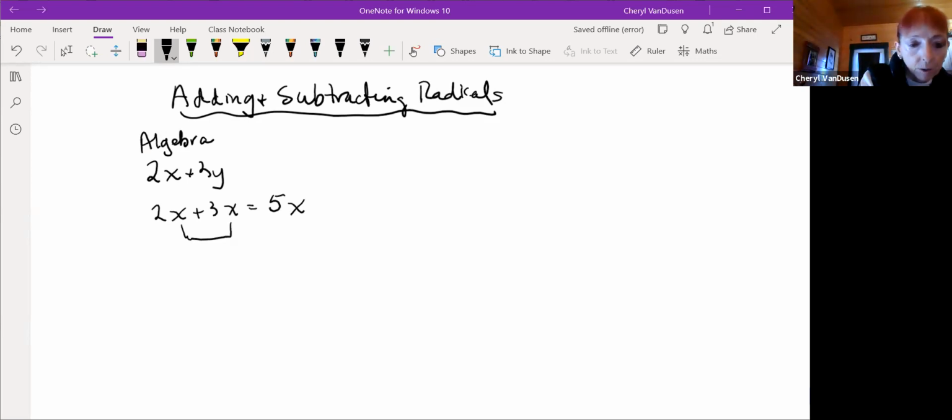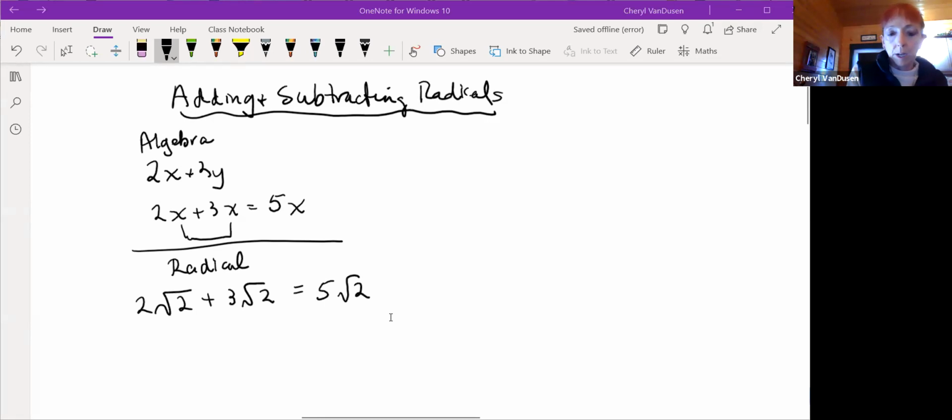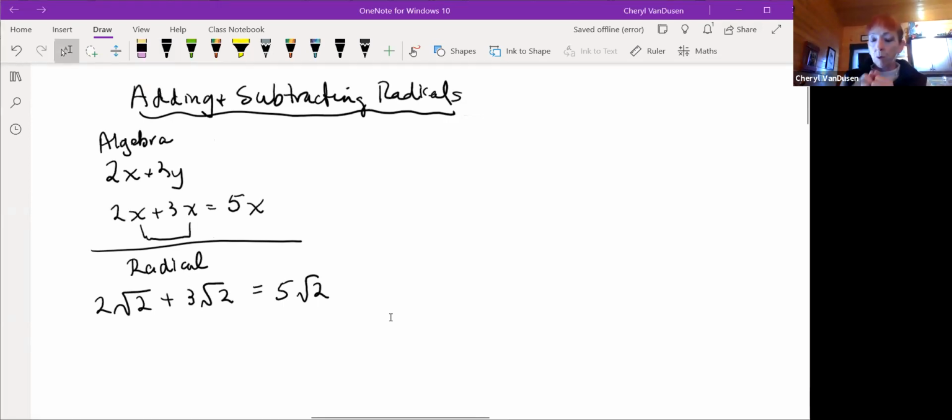Okay, so if I then go to a radical question, again just leading you into something nice and easy, if I have 2 root 2 plus 3 root 2, you can see it's similar to the algebra question above. You leave the radical part the same because it's identical, and you write 5 root 2. Basically the rules here for adding and subtracting radicals are you have to have the same radicand, and then you add and subtract the coefficients out front.